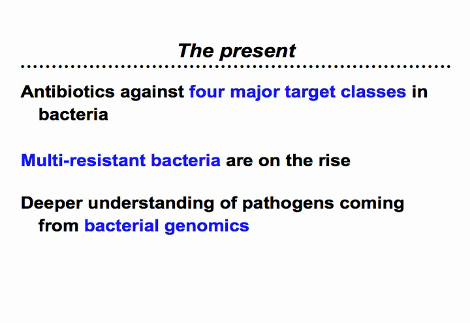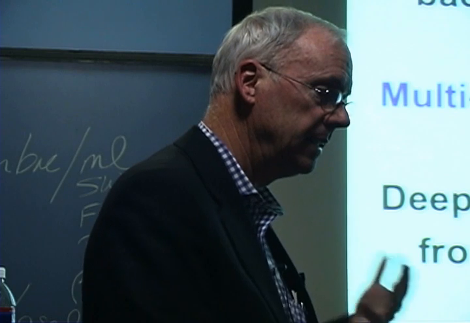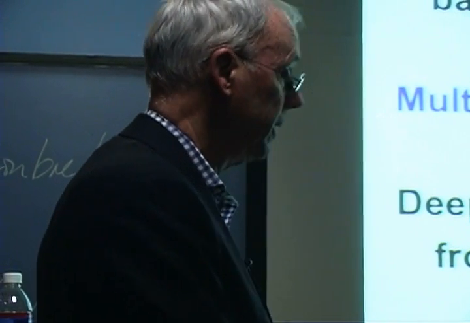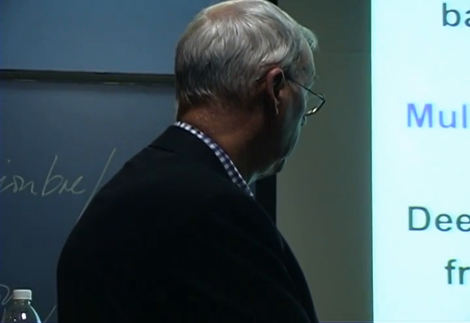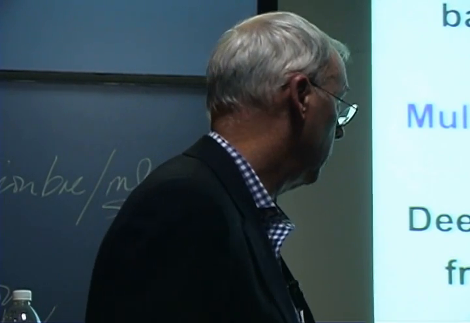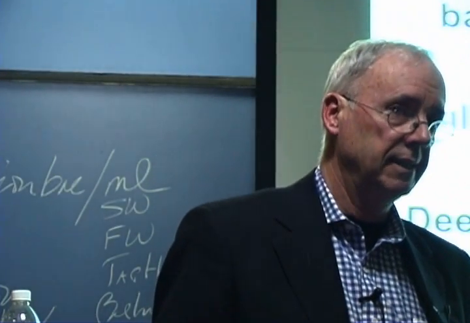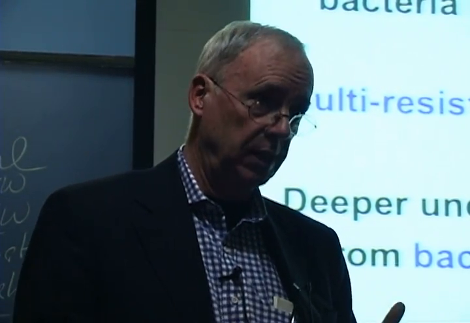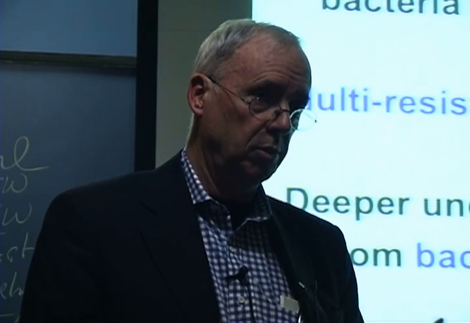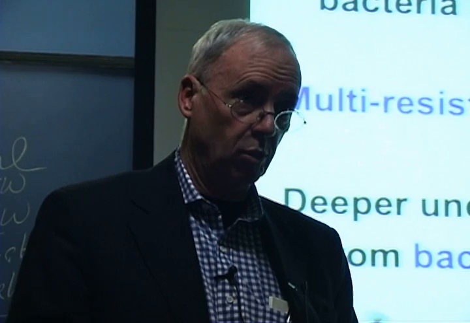Where are we now? So I've said we have in our armamentarium for our physicians to use antibiotics against 4 major target classes: peptidoglycan biosynthesis, protein synthesis, DNA and RNA, or folic acid biosynthesis to provide the DNA building block. Multiply drug-resistant bacteria are on the rise, as I will show you. Presumably counteracting that is the fact that over the past decade, people have sequenced 750 bacterial genomes, including the genomes of all the major pathogenic bacteria. So in principle, we should know targets that are more rational and better.